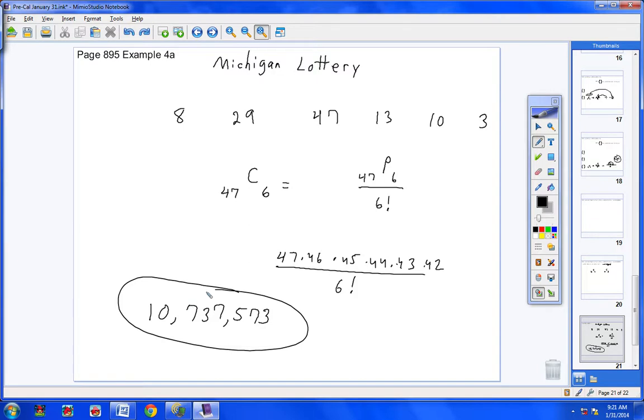You know, if you wanted to buy a ticket that would cover every number, you would have to spend $10,737,573. And then if you won, you might get $1 million. Okay, and that's what they go on to kind of explain. Let's take a look at one more problem.